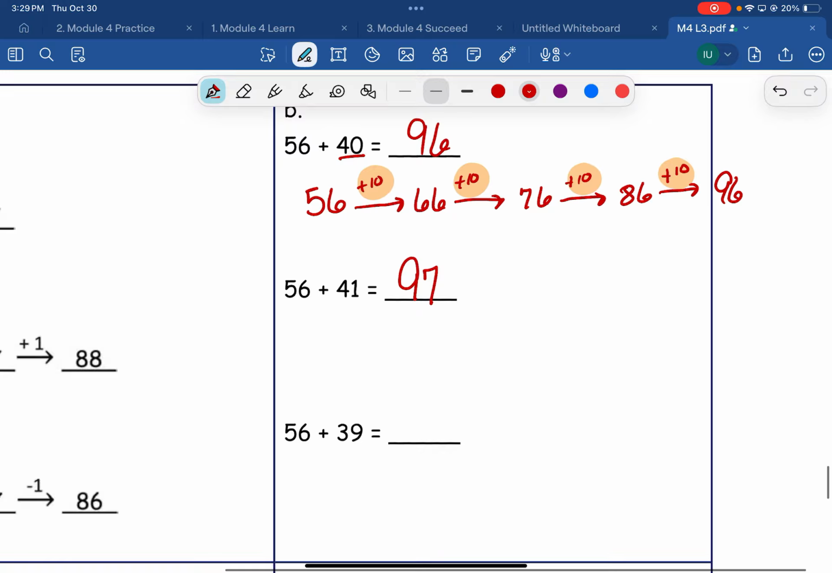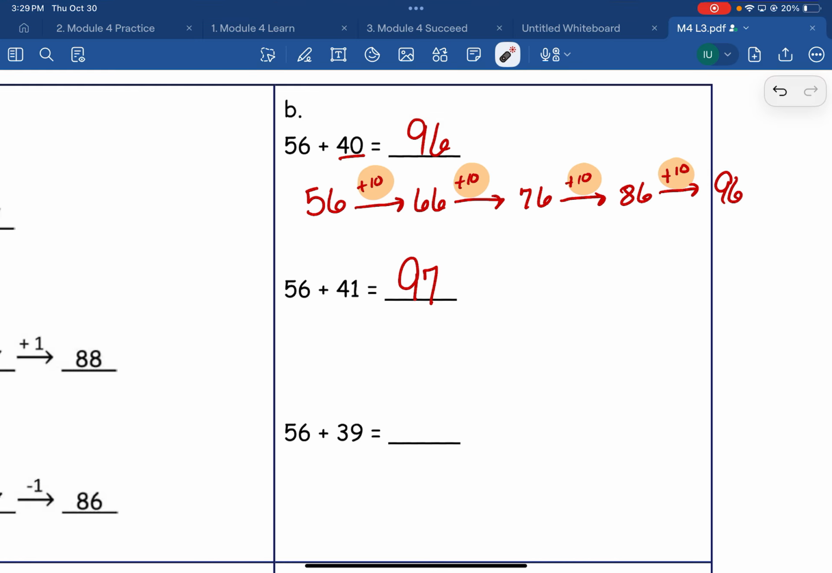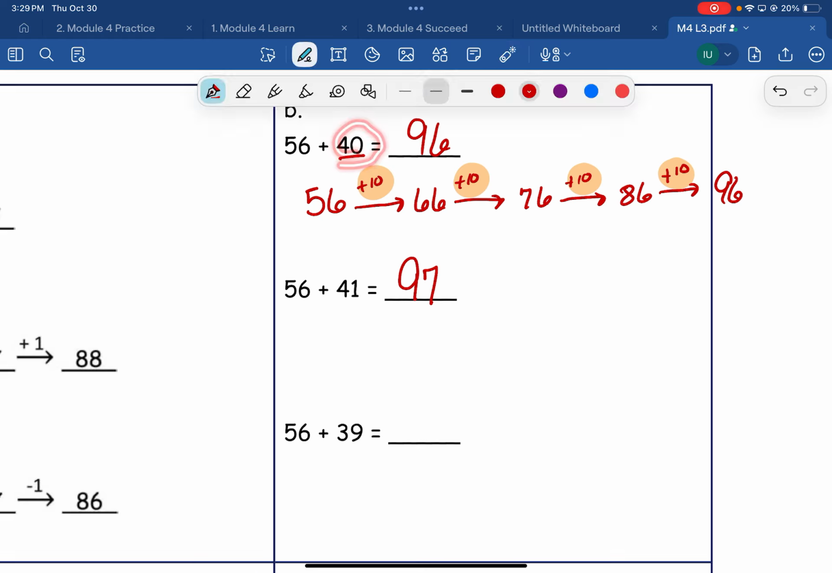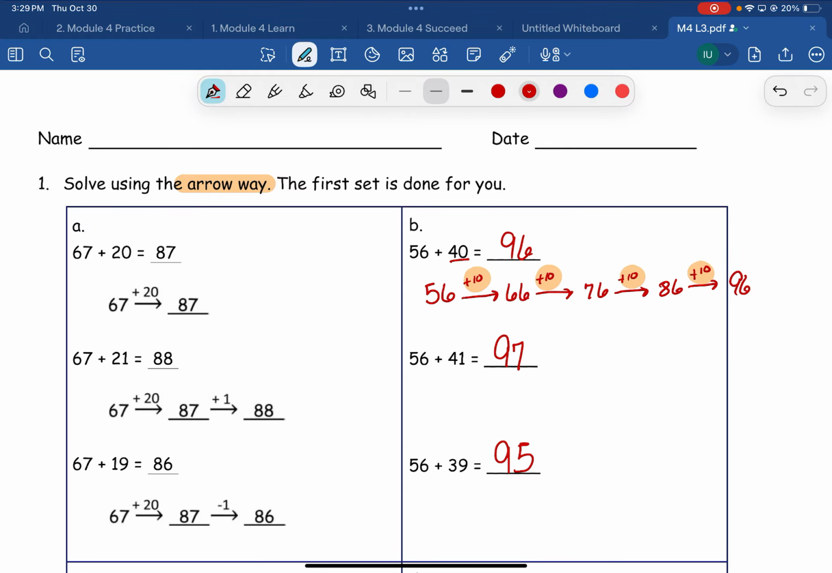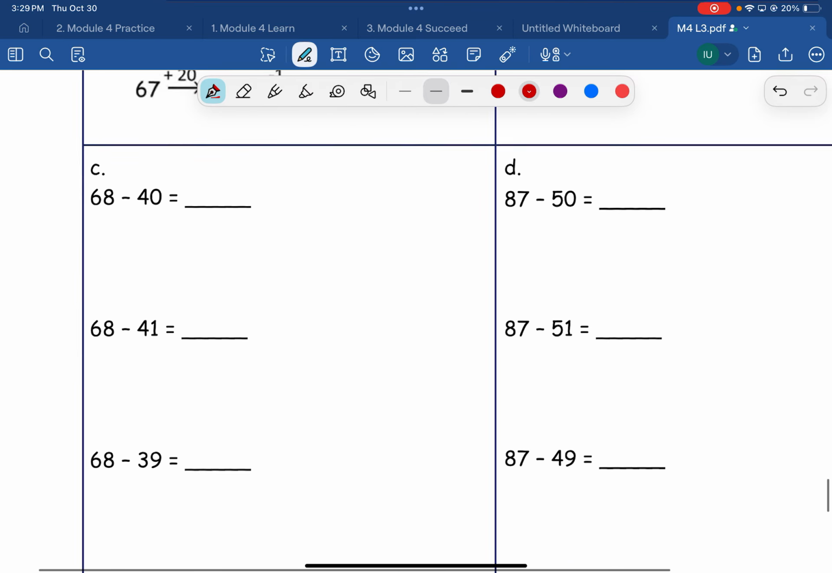It says 56 plus 39. How does this one look similar to 56 plus 40? Well, 39 is 1 less than 40. So what you do is you look at 96 and you count 1 less than 96, which would be 95. So the purpose of these 3 questions is for you to look at the relationship, look at what is similar to these number sentences to help you add. Okay, let's look at the next one.